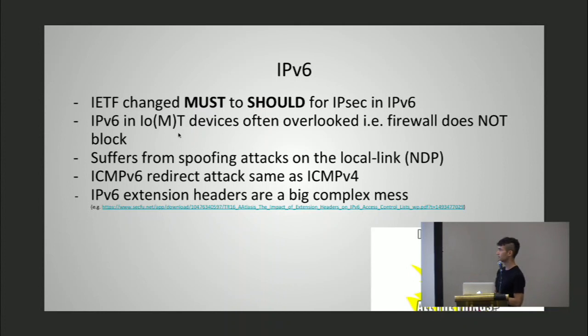The other thing that I have to mention there is extension headers. They're a big complex mess in IPv6. There's some really good research by some people out there on how you can abuse a lot of these extension headers to bypass access control lists, or even trigger some implementation bugs in IPv6.